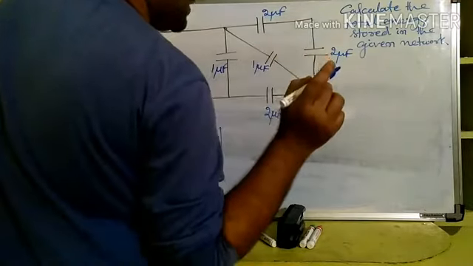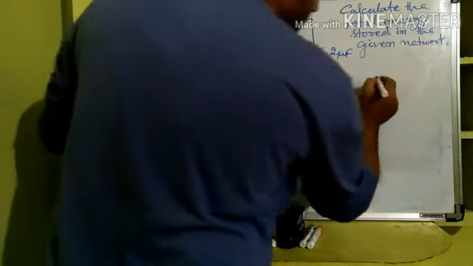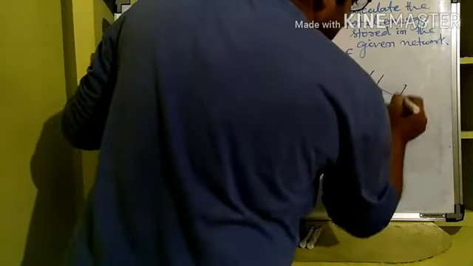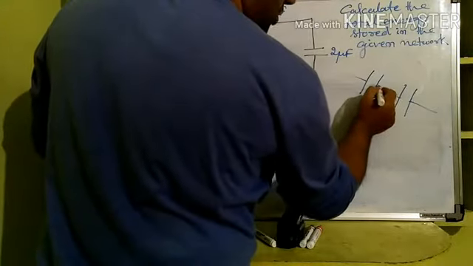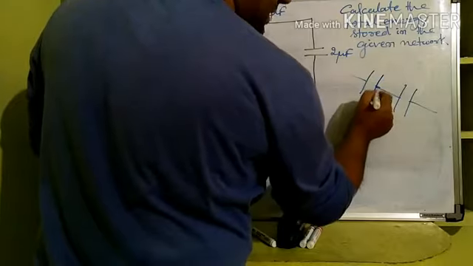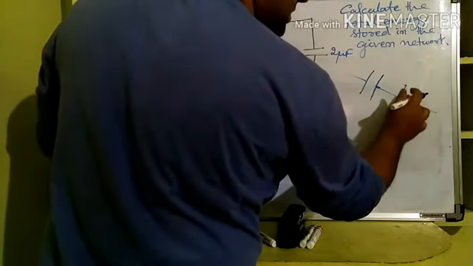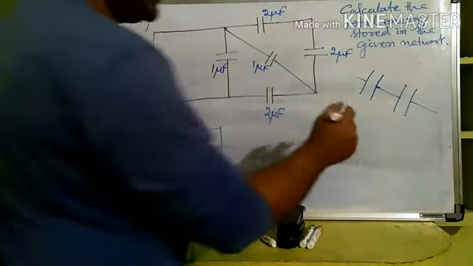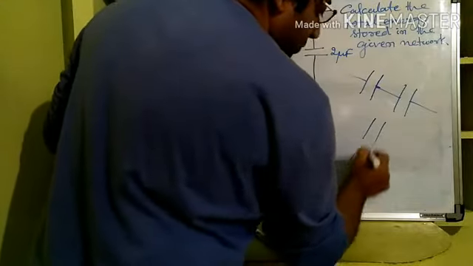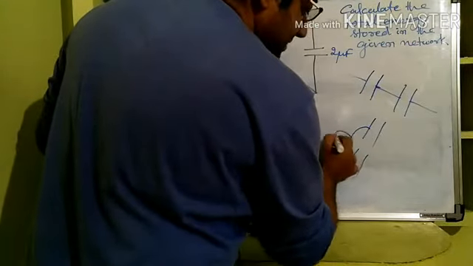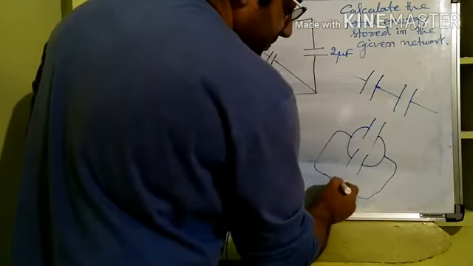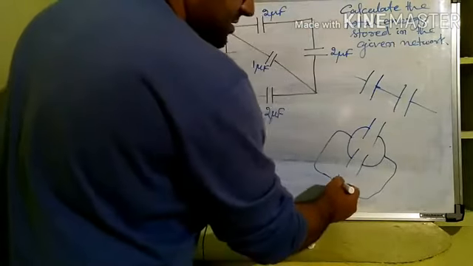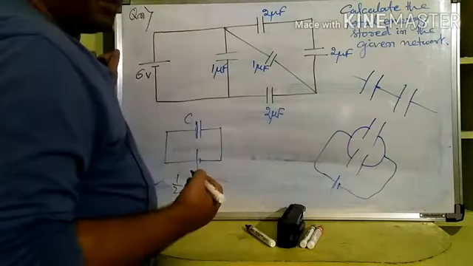Now let me clarify the series. See, these two capacitors are in series because the right side plate of capacitor 1 is connected to the left plate of capacitor 2. That's why this is in series. However, if both the left plates are connected to one side and the other two plates are connected to the other side of the cell, this is called a parallel connection.